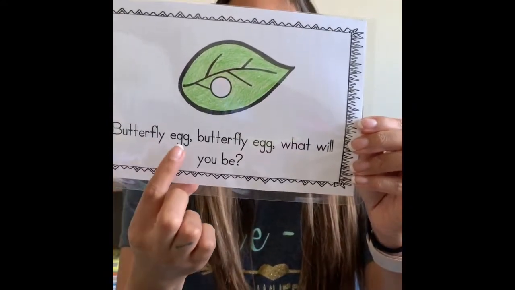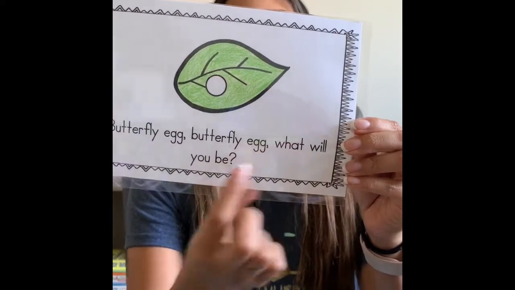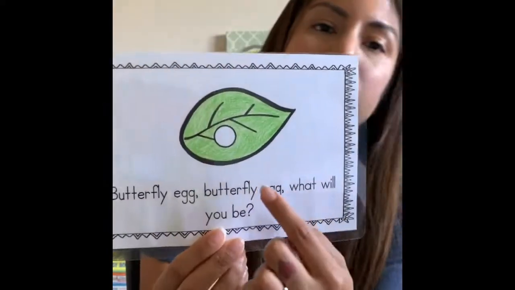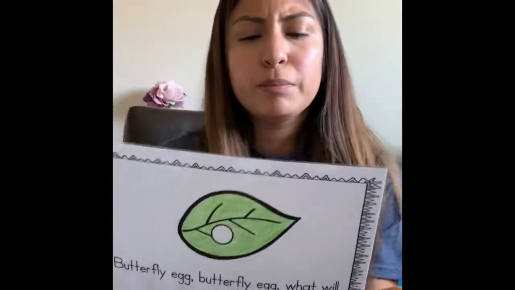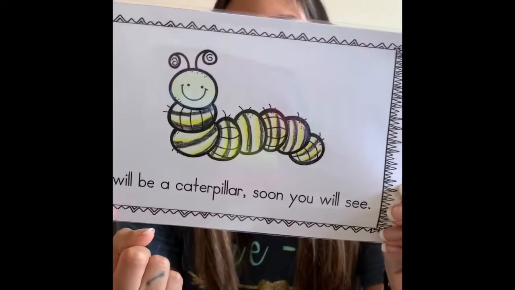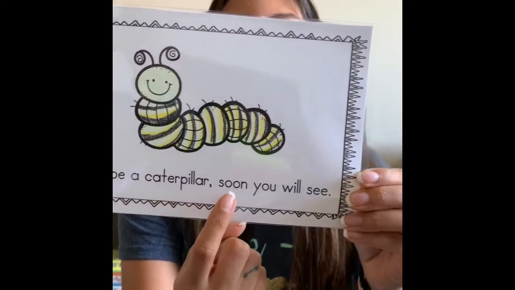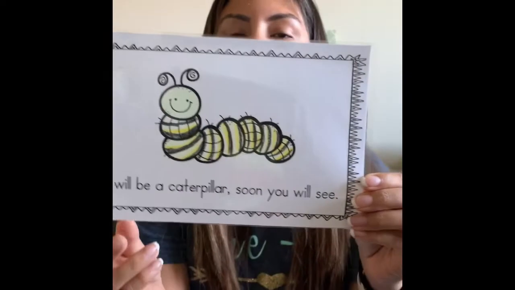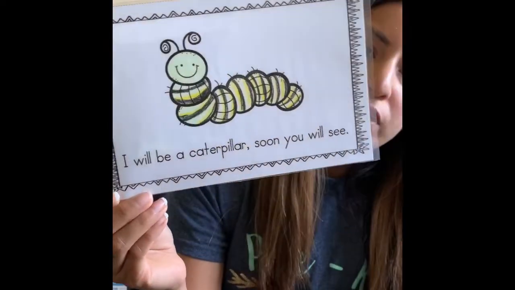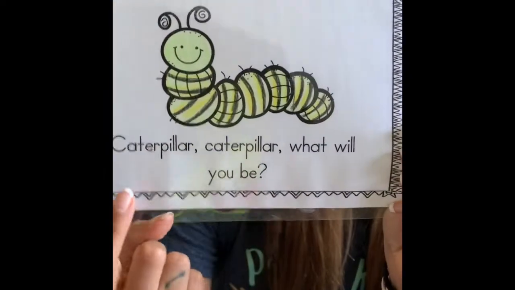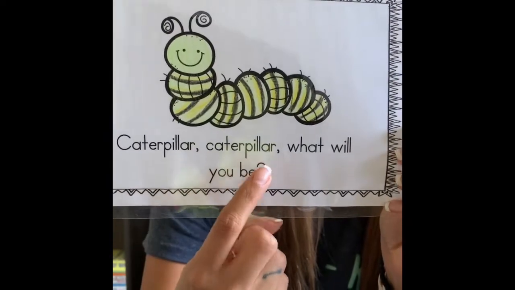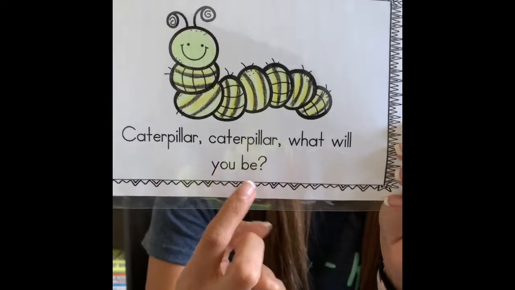Okay. Butterfly egg, butterfly egg. What will you be? And there is the butterfly egg. What will it be? I will be a caterpillar. Soon you will see. So he's saying he will turn into a caterpillar. And he does. Now, caterpillar, caterpillar, what will you be?